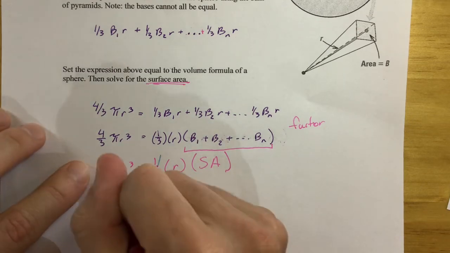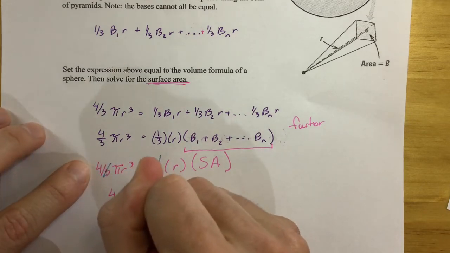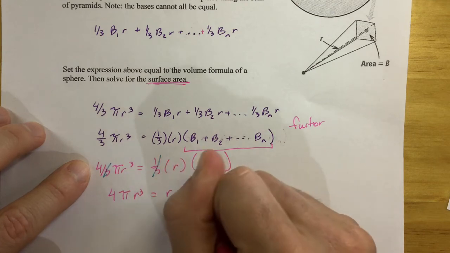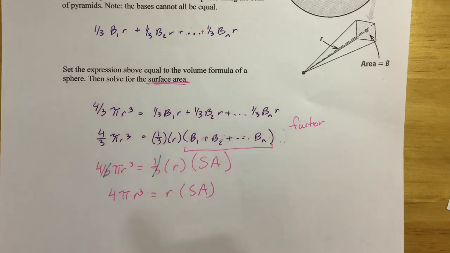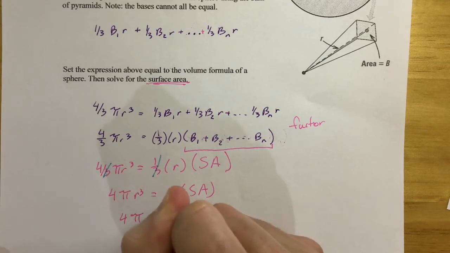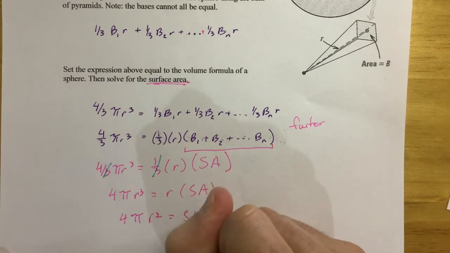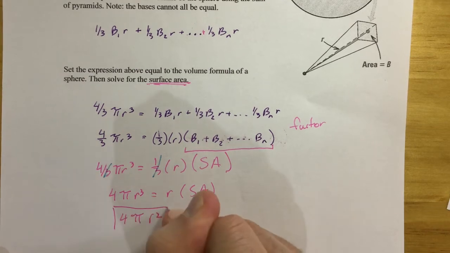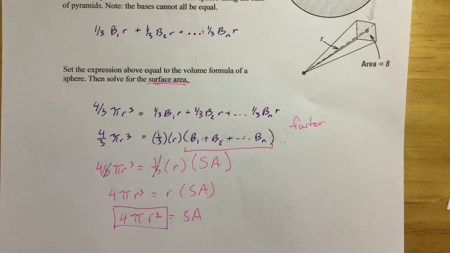Okay, so we got 4 pi r cubed is equal to r times our surface area. And then when you divide by r, you can just take that away from the r cubed that you've got there, and it drops down to r squared. And that is actually the formula for the surface area of any sphere.